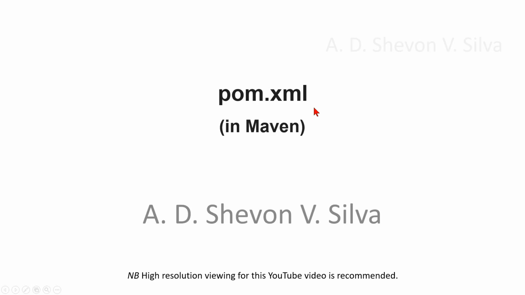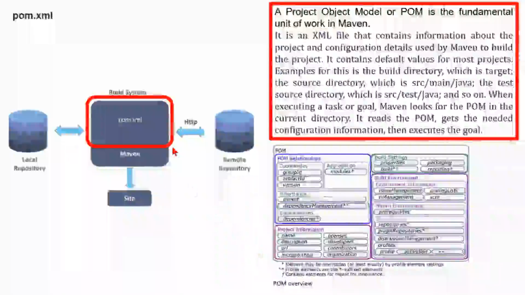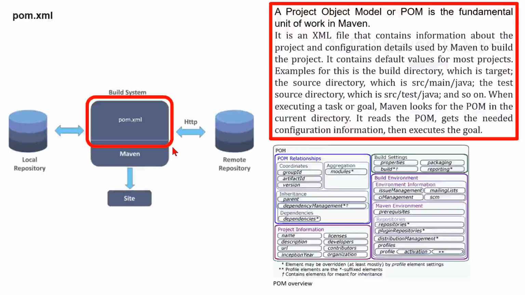pom.xml in Maven. Now we are focusing on pom.xml. A project model, or POM, is the fundamental unit of work in Maven. It is an XML file that contains information about the project and configuration details used by Maven to build the project. It contains default values for most projects.